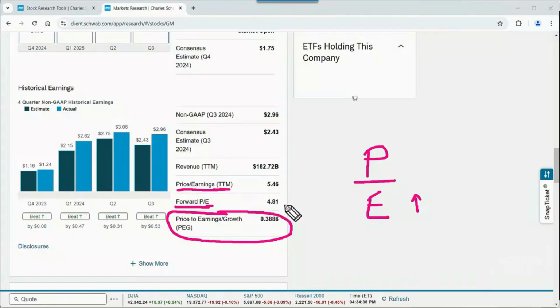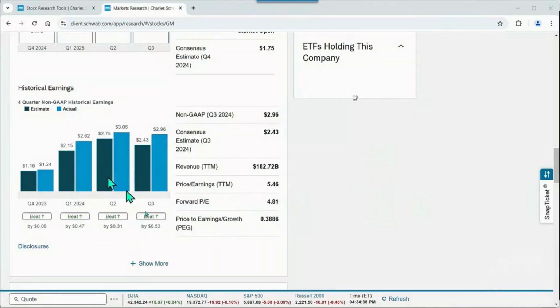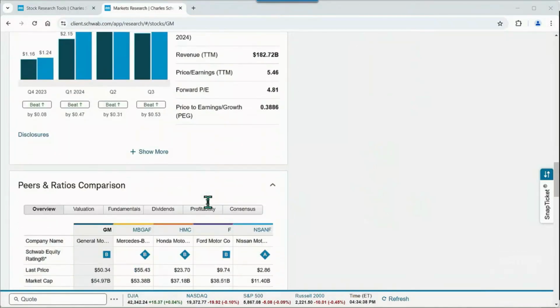The lower it is, the bigger the difference. The bigger the difference means the bigger the expected growth rate for that company. All right? So those are some areas to look at in addition to that.